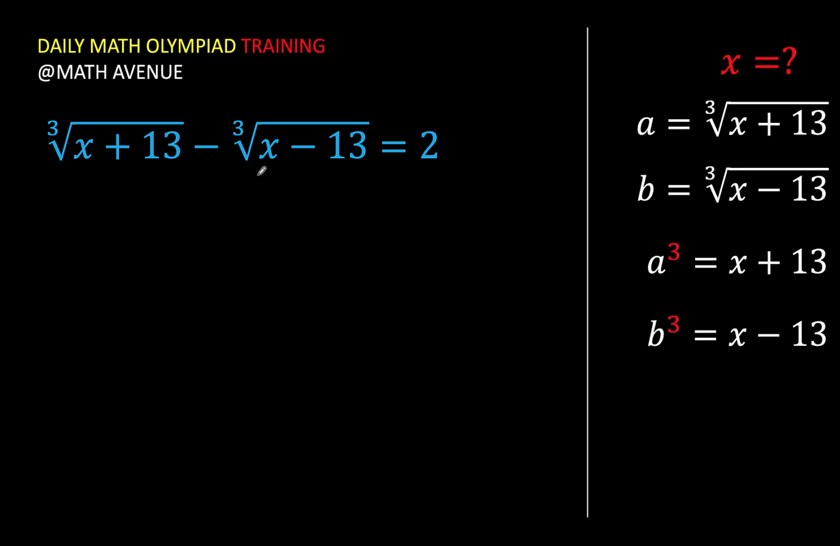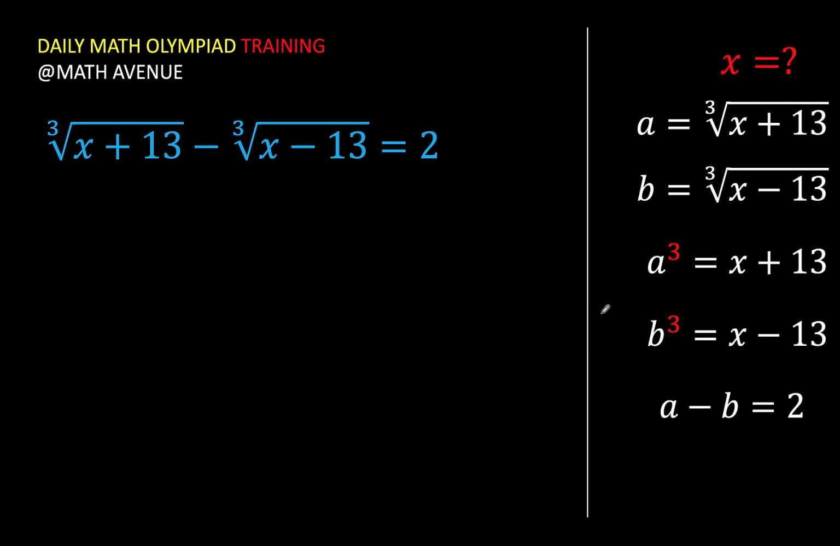Now let's go back to the given equation. We already know that this first term is a, the second term is b, so we can now represent the given equation in the form a minus b equals 2. And let's save this result as well.